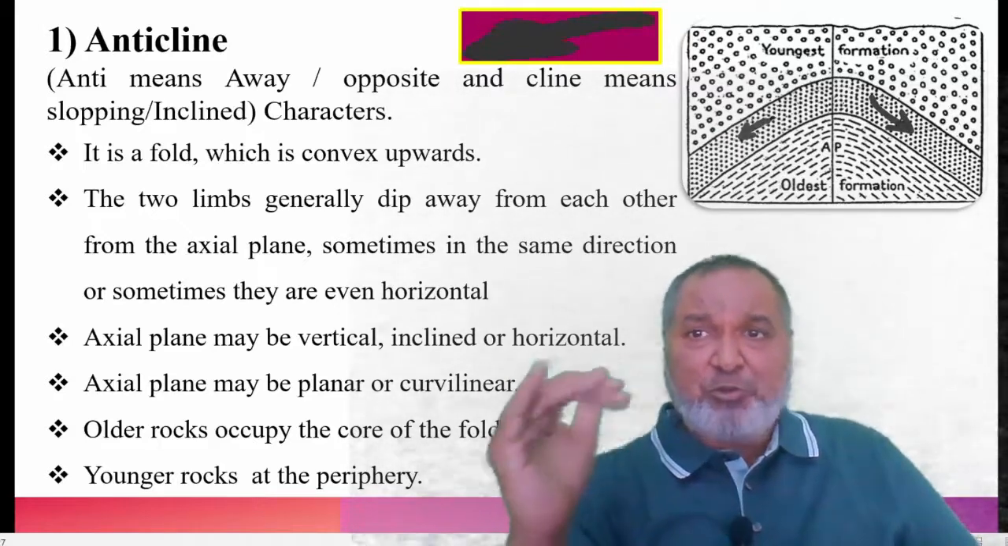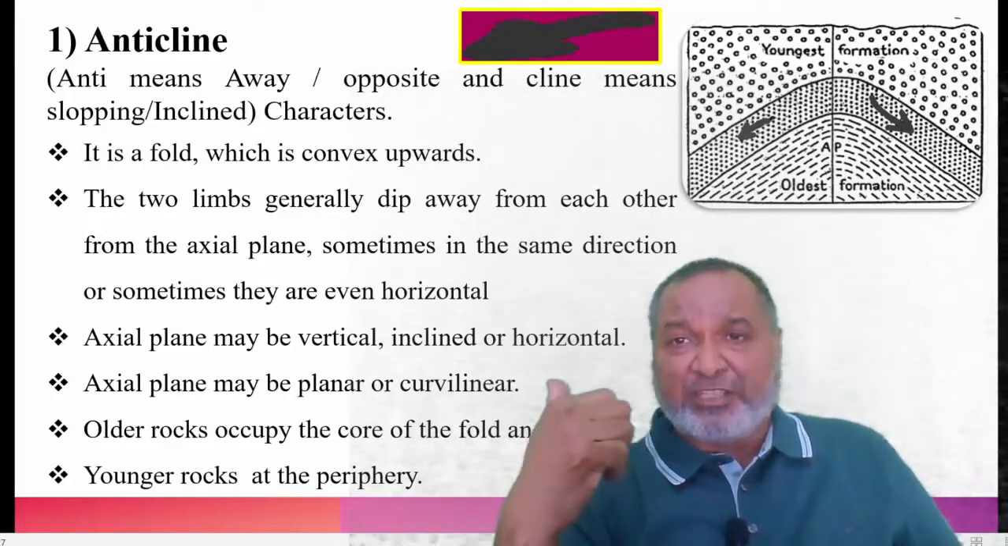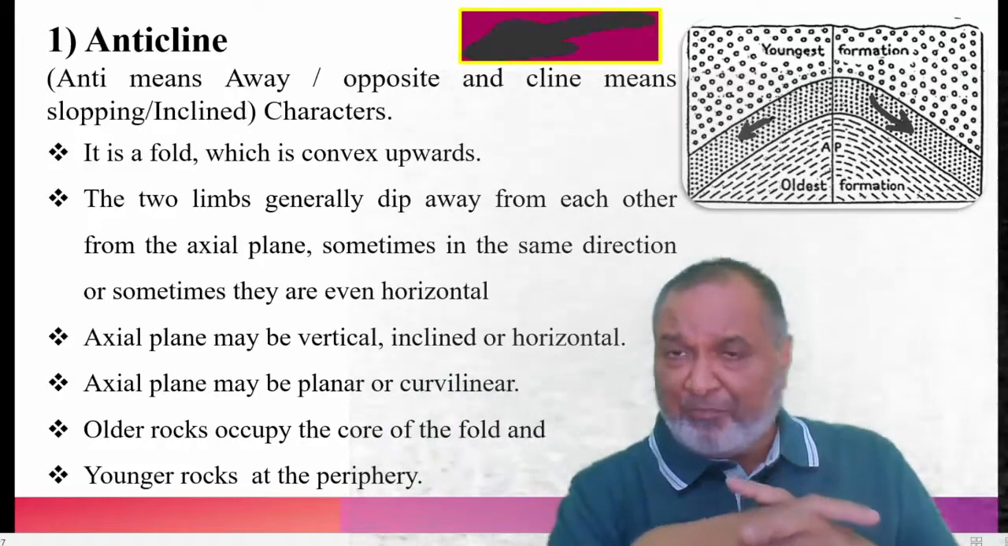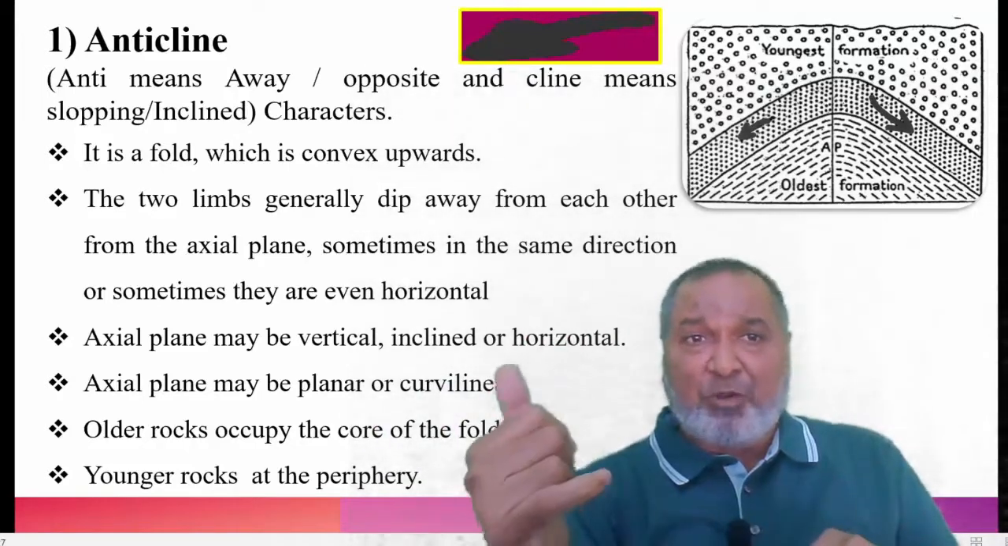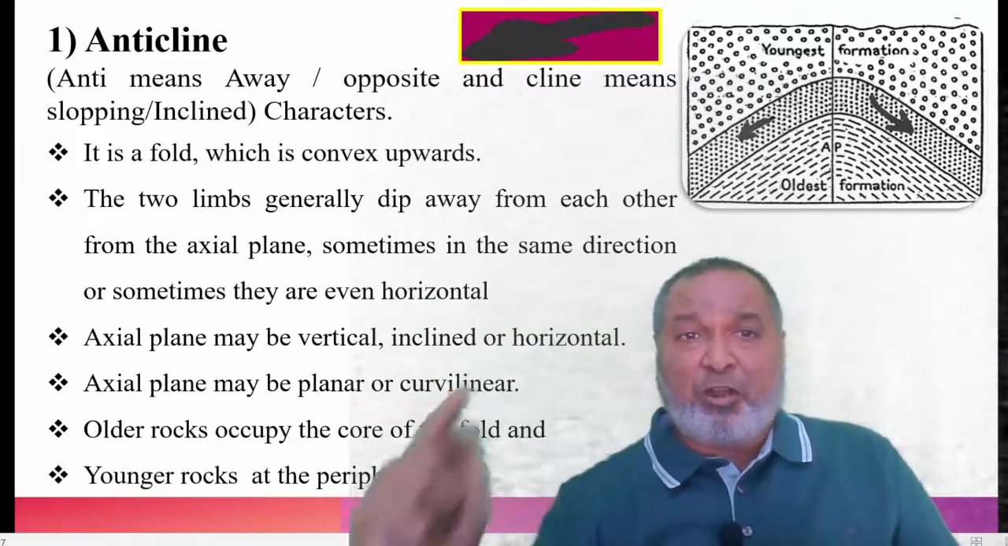But when you are going to make out the points of the anticline, there are various points. The first point, limbs are dipping away from the axial plane. Second point, it is a fold which is convex upward.